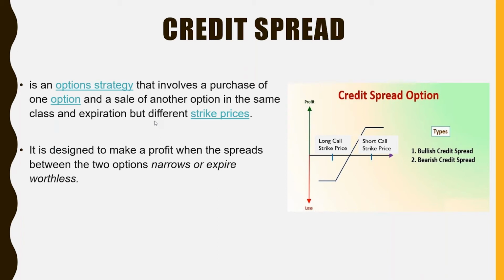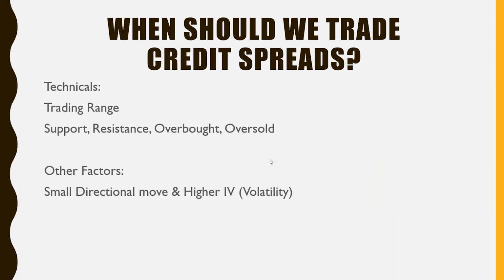Okay. So it is designed to make a profit when the spread between the two options narrows and expires worthless. So the idea is that we want to collect the premium and let that option expire out of the money, worthless, or narrow down. Let's say we collect a dollar. We want that spread to narrow, come back to 50 cents, 30 cents, 35 cents, or zero would be the max gain. All right. So that is the credit spread. We'll give an example next.